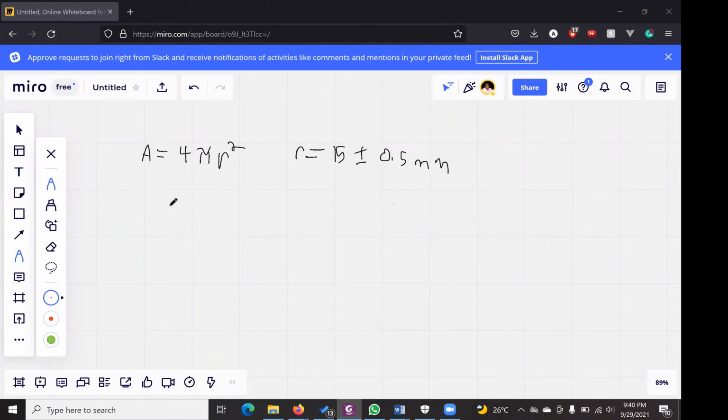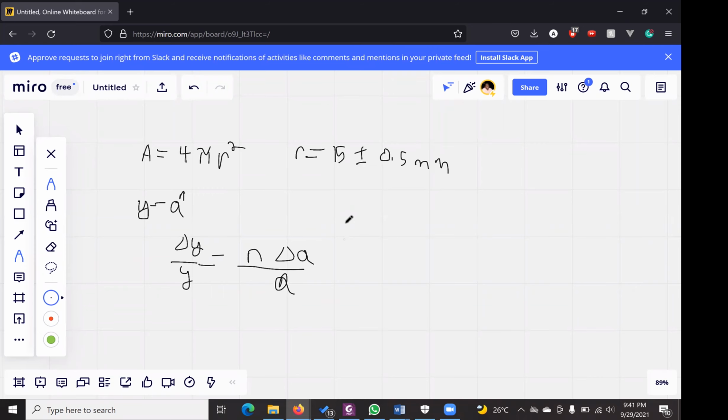If we have y equal to a to the power n, then the error is equal to the power times the error over the actual value. Let me keep this consistent. All right.